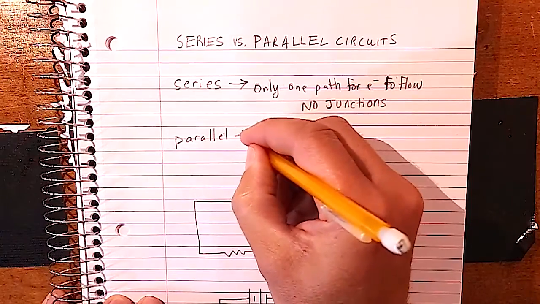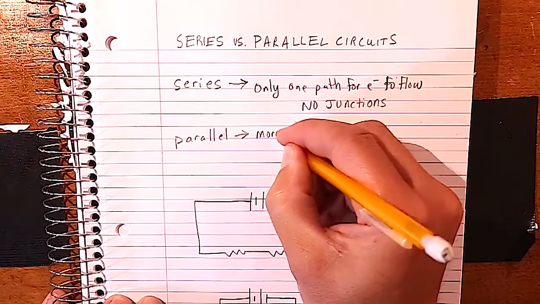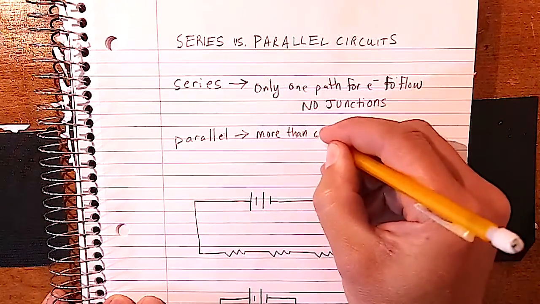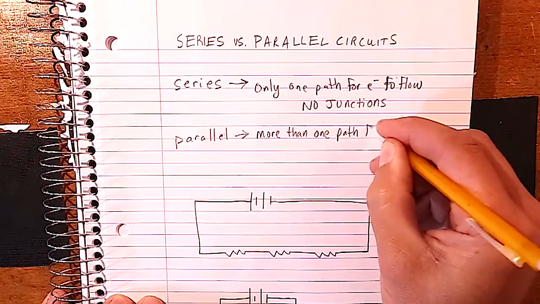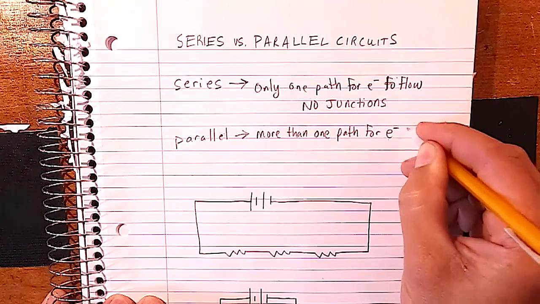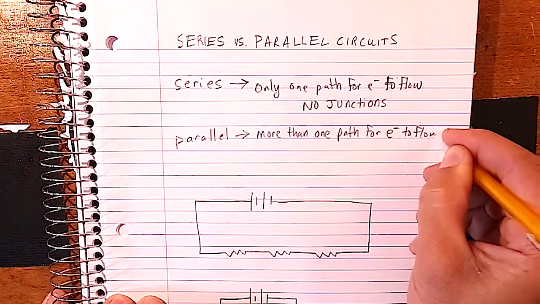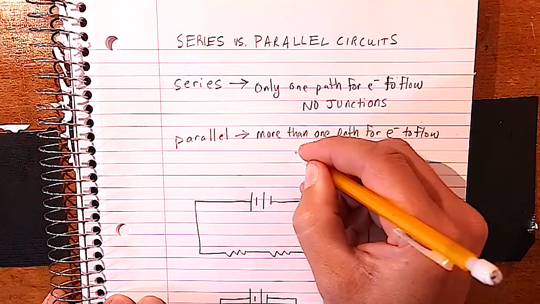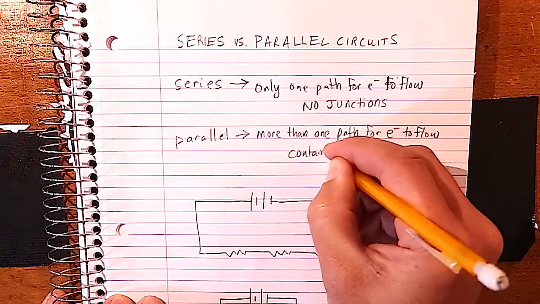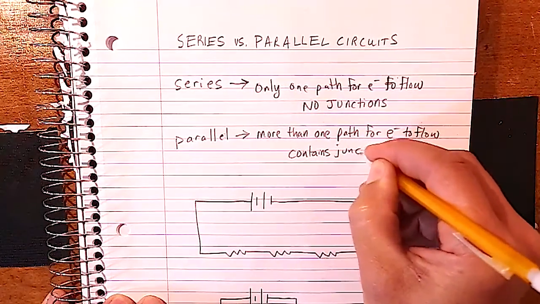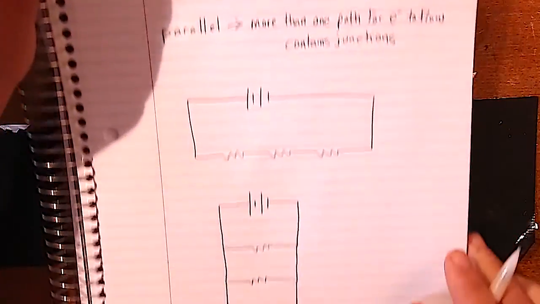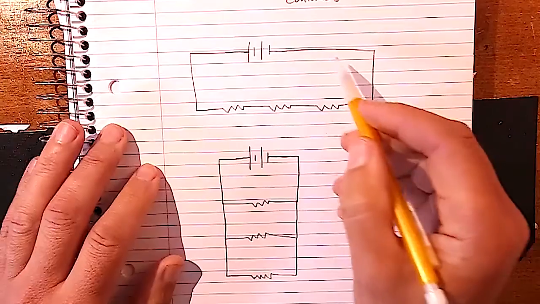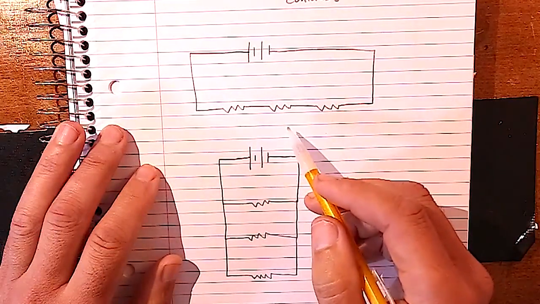Whereas in a parallel circuit, there's more than one path for electrons to flow. This means that we have junctions. So it contains junctions. Let's look at a couple of diagrams that show this. The first one is a series circuit. So this is a series circuit.